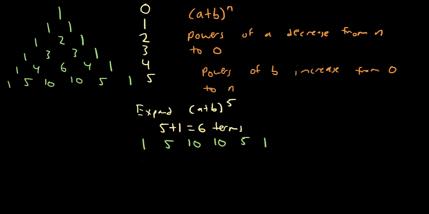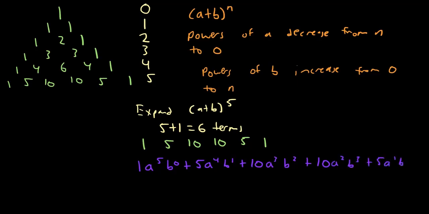So we're going to start with 1a, because 1 is our first coefficient, a to the 5th power, because n equals 5, and it's decreasing. The powers of a are decreasing from n to 0, b to the 0, plus our next coefficient is 5, a to the 4th power, b to the 1st power, plus 10, a to the 3rd power, times b squared, plus another 10, a squared b cubed, plus 5, a to the 1st power, b to the 4th power, I'm running out of space, plus 1, a to the 0 power, b to the 5th power.